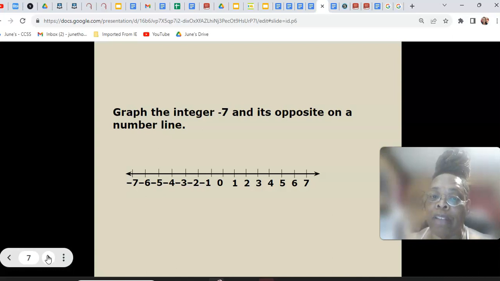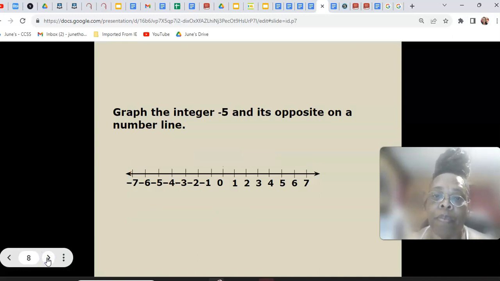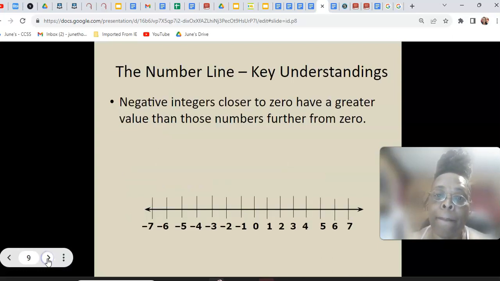How do we graph -7 and +7 on the number line? Well, you just go to the number line and mark -7 and 7. Seven is exactly 7 units from 0, and -7 is exactly 7 units from 0 on the opposite side. Same we can do for -5 and its opposite, which is 5.